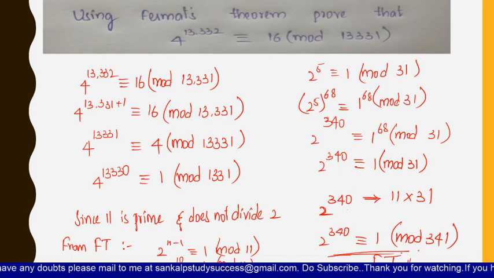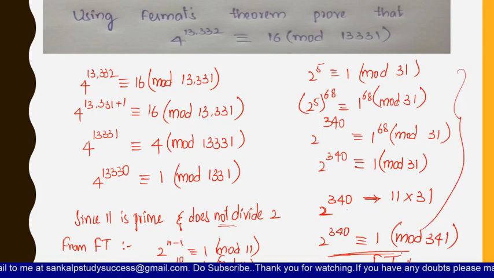So here what did we consider? We have considered 11 is a prime number and 2 is not dividing 11. So in the Fermat theorem we have written it, and if you simplify that, then you will get 2 to the power of 340 is congruent to 1 mod 341. Okay, this is the Fermat theorem and an example.